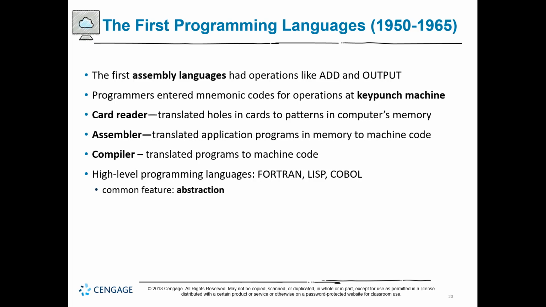There was a reader that would translate the hole patterns into the computer memory. Then there was an assembler that would translate the application program in memory to machine code. And then there was the compiler that would translate a high-level program into machine code. This was a high-level programming language, like Fortran or COBOL.